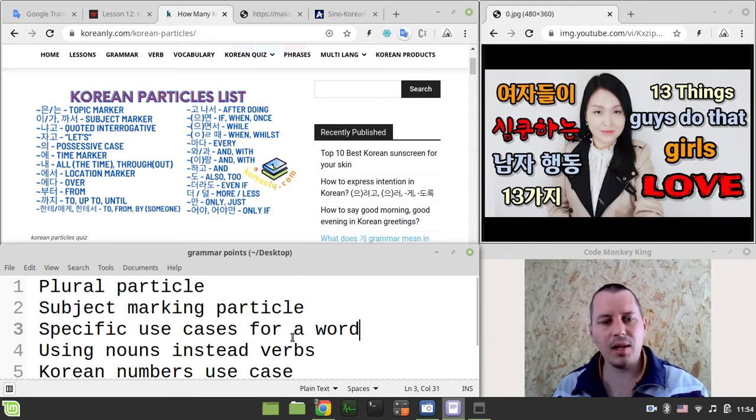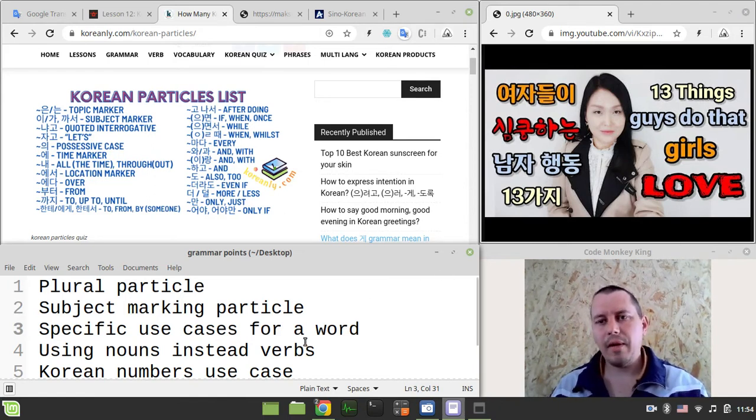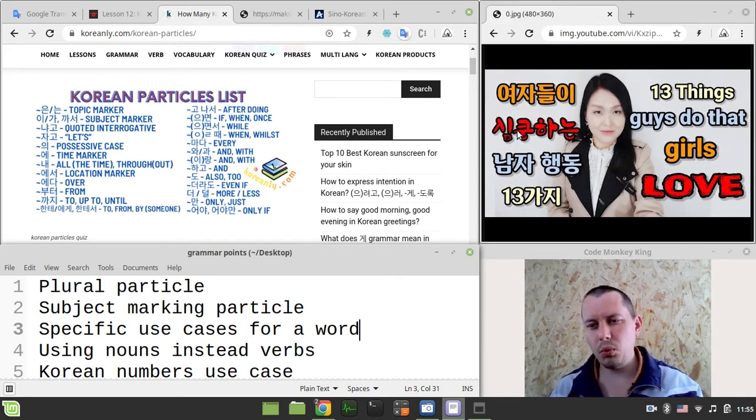The next thing is absolutely fantastic. This is what I call specific use cases for a word. It might be called in a slightly different manner, like using a noun instead of a verb. If you want to say girls love, then love is actually the verb. And bearing in mind the Korean sentence building practice, it should be placed at the very end. But here we have it as the second word. So what the heck is going on here? This is really getting confusing.